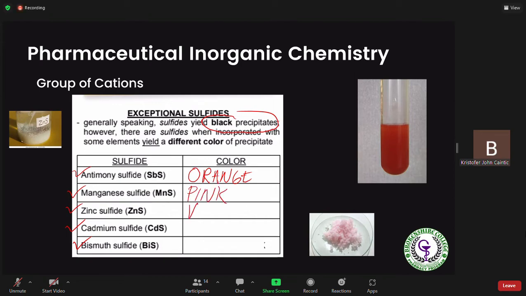Zinc sulfide will give us a white color. Then your cadmium sulfide will give us a yellow color. And your bismuth sulfide will either provide us with a brown or black color. So again, these are the different colors of sulfides. And remember, if I see one of these compounds, it will be thrown to you during your board examination.